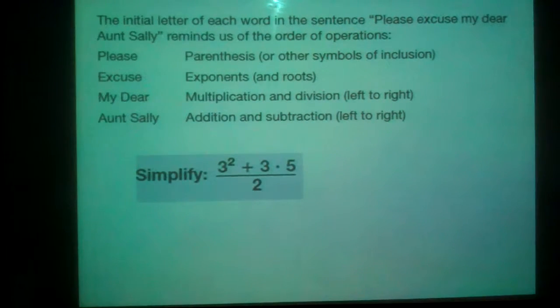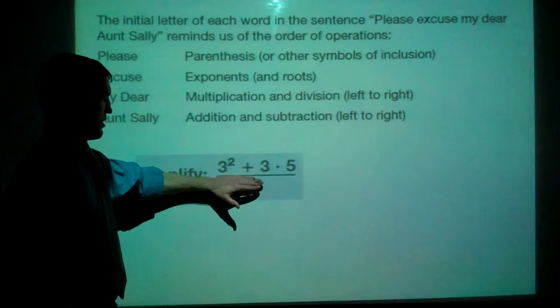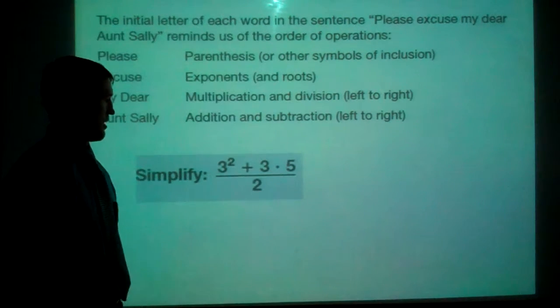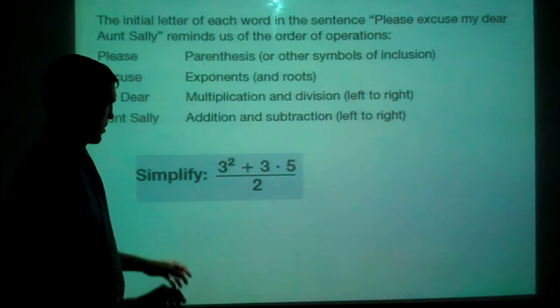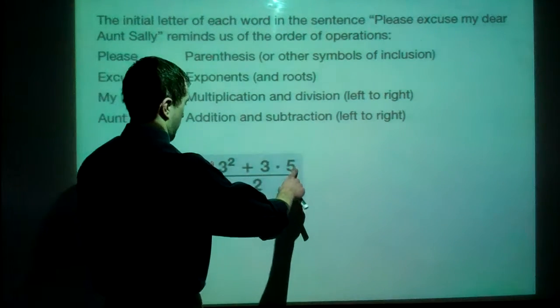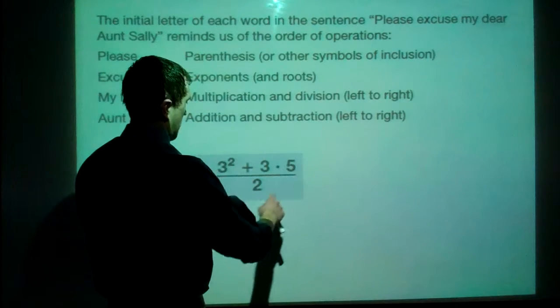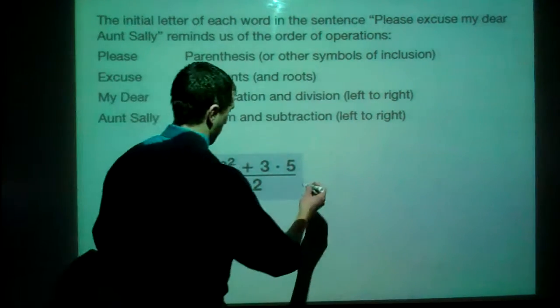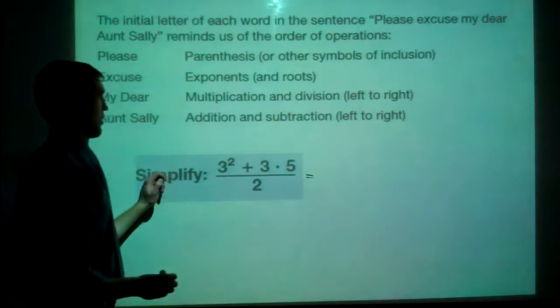Okay, so now let's try this one. This one has a symbol of inclusion. It doesn't have parentheses, but it has this division bar. So what we're going to want to do first is, well, we've got nothing to do on the bottom. It's just a 2. So let's figure out everything on top first, and then in the end we're going to divide by 2. So this equals, what do we want to do first here?